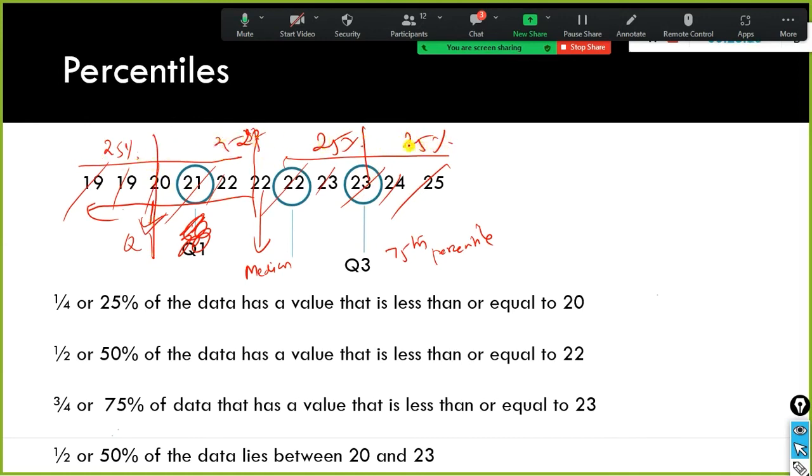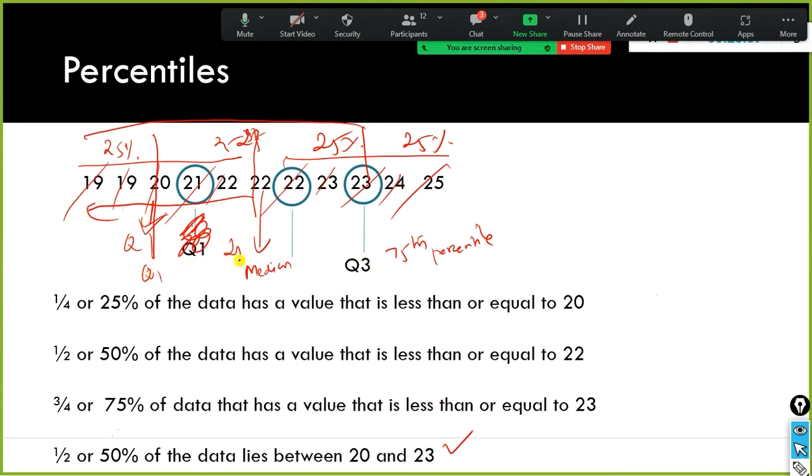So that is what your quartiles are. If you add up all these 4 values, you will get 100. You divide the entire data into 4 quarters, and 25 plus 25 plus 25, 75% of the data has a value less than or equal to 23. That is what it says. Now 50% of data lies between 20 and 23, this is my Q1 and Q3.